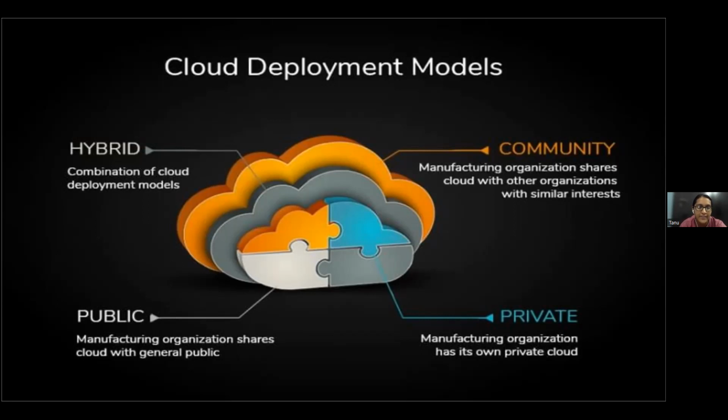The third one is hybrid. It is the combination of both the public and the private cloud deployment models, and it is created on both private as well as public servers. And the last is community. It connects an organization with other organizations with similar interests. So these are the four main cloud deployment models in cloud computing.